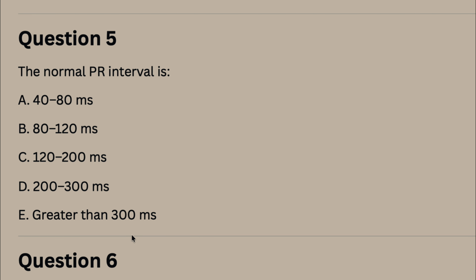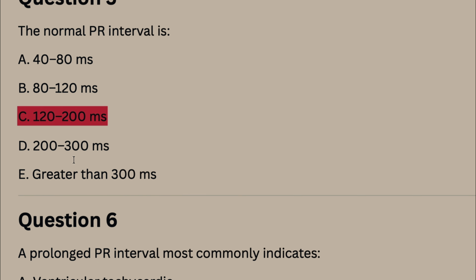We know the normal duration is 120 to 200 milliseconds, or 3 to 5 small squares. So anything longer than 200 milliseconds should immediately make you think AV block. And for that reason, the correct answer is 120 to 200 milliseconds. Now here's a memory hack. PR is equal to 3 to 5 small boxes. That's simple, reliable, and an easy tip to remember during exams.